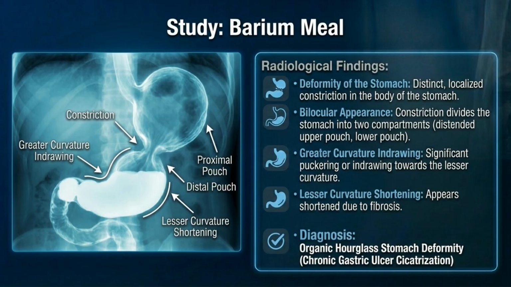This is an X-ray from a barium meal study. The barium meal study reveals radiological findings, including a deformity of the stomach, bilocular appearance, greater curvature indrawing, and lesser curvature shortening, indicative of an organic hourglass stomach deformity.